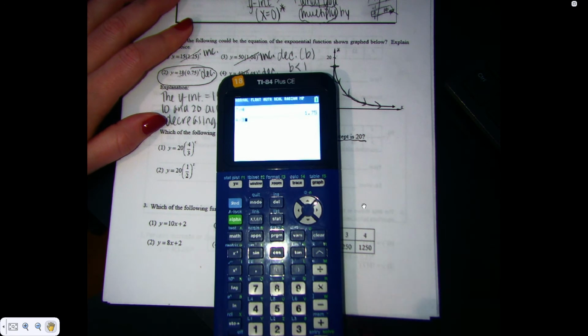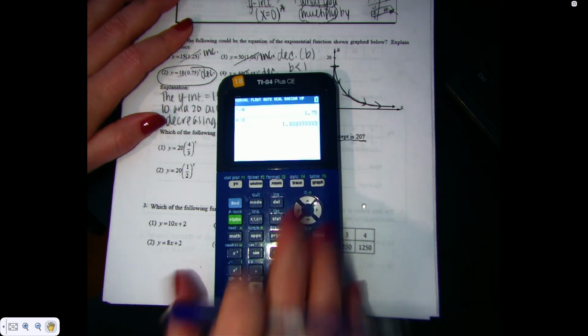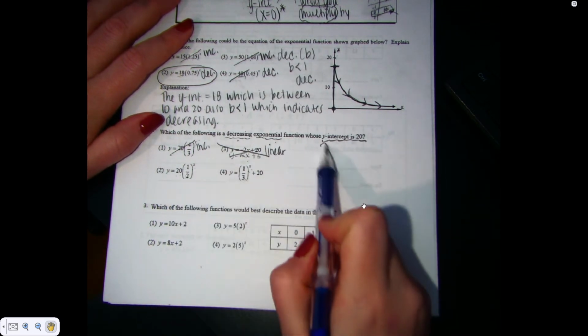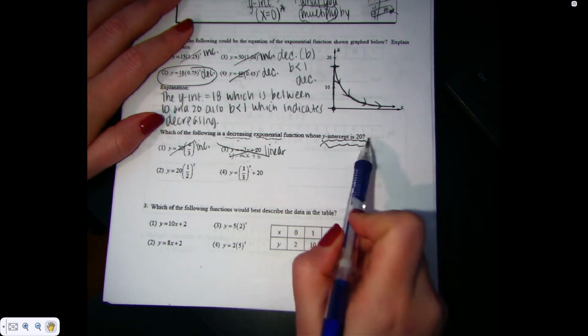So 4 divided by 3 is 1.3333333. Notice how it's bigger than 1. So this is not decreasing. This is actually increasing. All right, so now I have this one and this one. These are both decreasing. So this one is talking about y-intercept is 20.